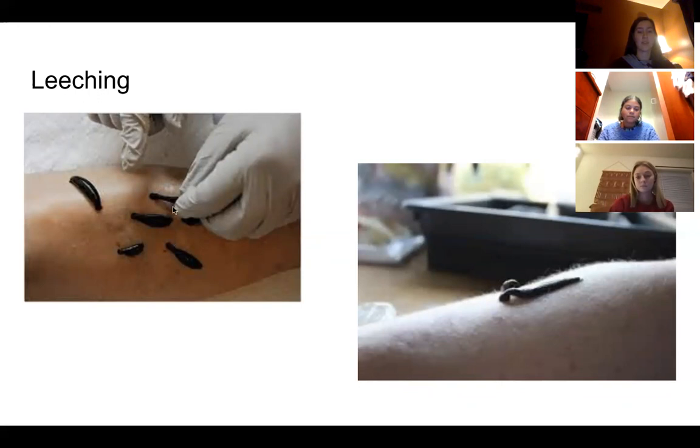You can see in the picture on the left how they set the leech down and it attaches. And then on the right, you can see how they just sit there.